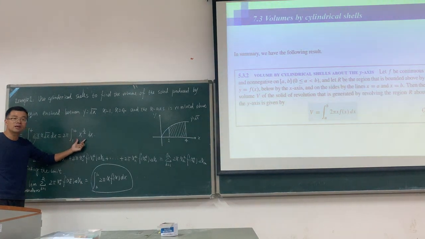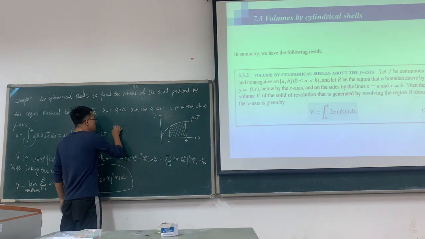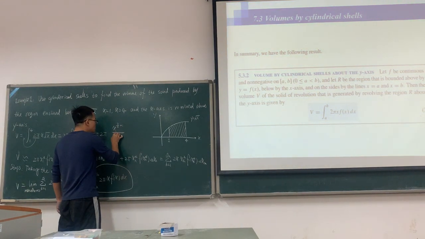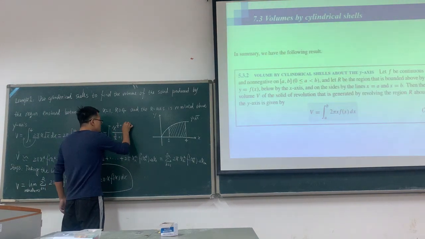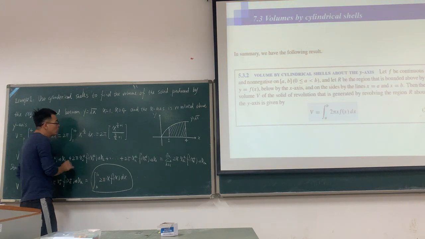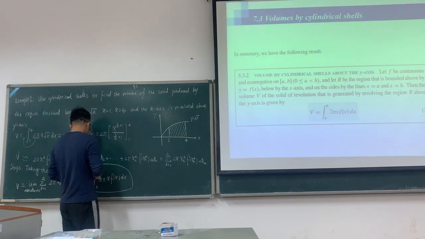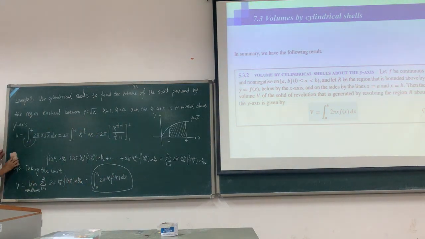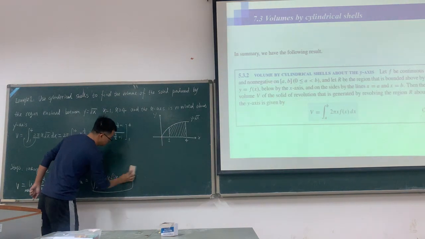Here we need to find the antiderivative of this function, x to the 3/2 power. So it is 2 pi times x to the 3/2 plus 1, over 3/2 plus 1. This function is the antiderivative, so evaluate at 4 minus evaluate at 1. This is equal to 2/5 x to the power 5/2.